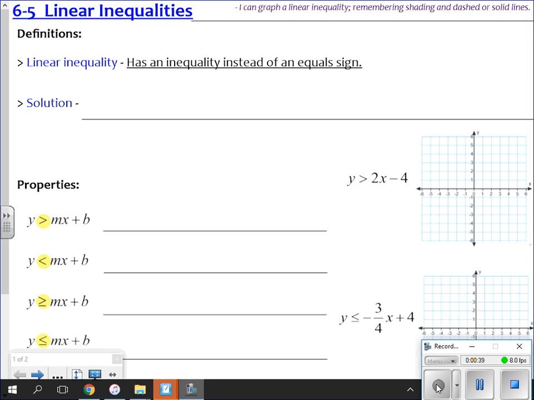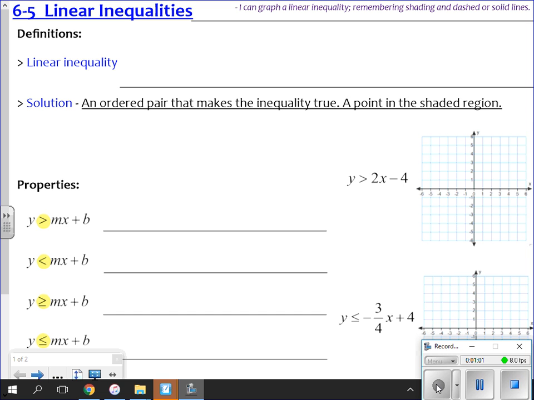So a linear inequality has an inequality sign instead of an equal sign. By the way, if you have a highlighter handy, it's a nice thing to have for today. If you don't, not a big deal. And the pencil is much easier. Yes, pencil is much easier. Okay.